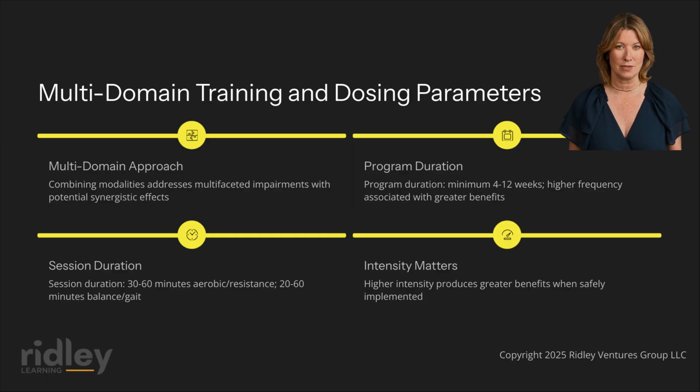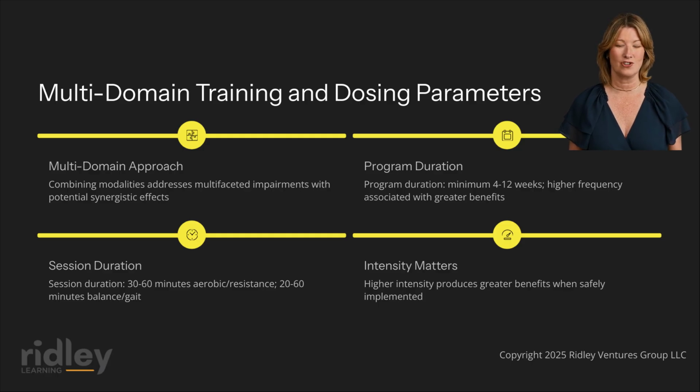Higher exercise frequencies, up to 5 sessions per week in intensive programs, are associated with greater benefits, particularly for patients with more significant impairment. Session duration typically ranges from 30 to 60 minutes for aerobic and resistance training, with longer sessions appropriate for comprehensive programs incorporating multiple exercise modalities. Rest intervals, warm-up and cool-down periods, and time for instruction and feedback should be considered when planning overall session structure.